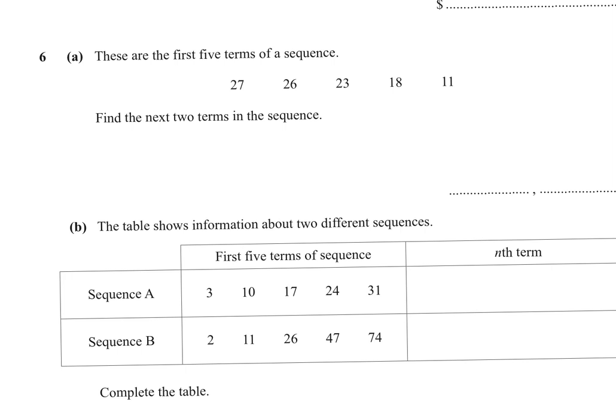Number 6a, these are the first 5 terms of the sequence, 27, 26, 23, 18, 11. Find the next 2 terms in the sequence. You can find the differences: 27 to 26 is minus 1, 26 to 23 is minus 3, 23 to 18 is minus 5, 18 to 11 is minus 7. So to find the next term, minus 1, minus 3, minus 5, minus 7, so the next is minus 9. 11 minus 9 equals 2. Next, minus 11. 2 minus 11 is negative 9. The next 2 terms are 2 and negative 9.